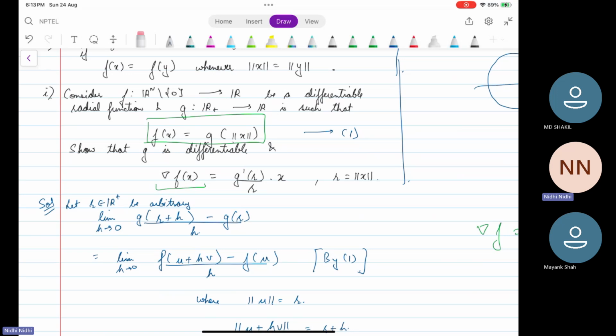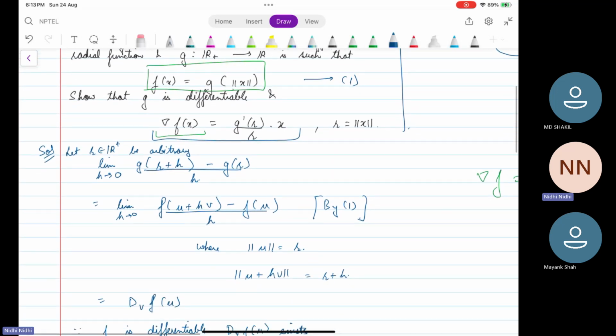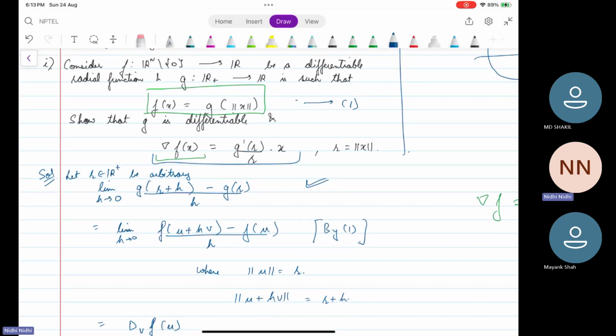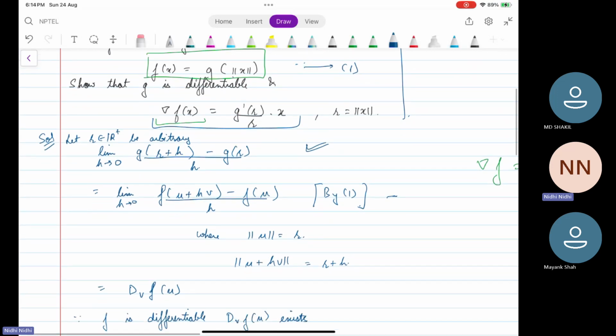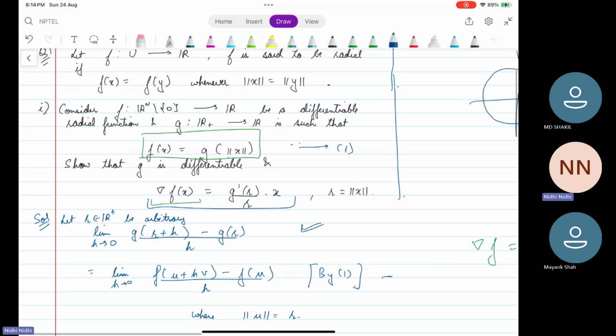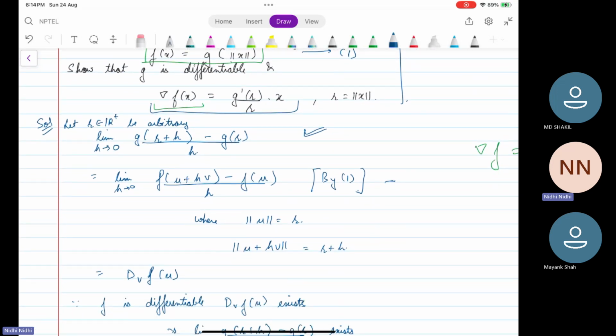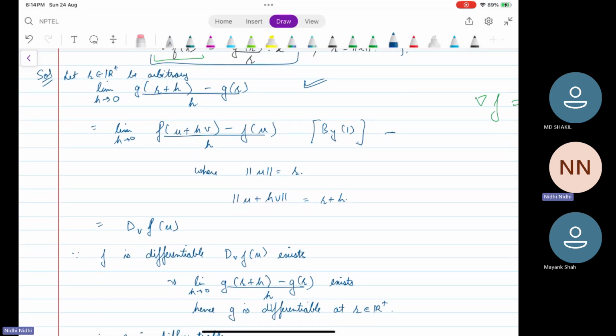Next, we need to show that this function g is differentiable and such an equality holds. In order to prove the differentiability, we start with the basic definition. We prove that this limit exists, and from the way g and f are related to each other, we get the second equation. Then by differentiability of f, since we are given that f is a differentiable radial function, all of its directional derivatives exist, therefore this derivative of g exists as well. So I hope this is clear.